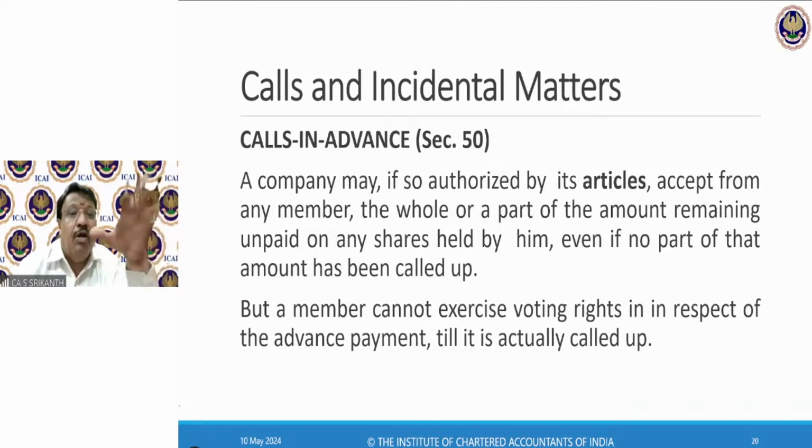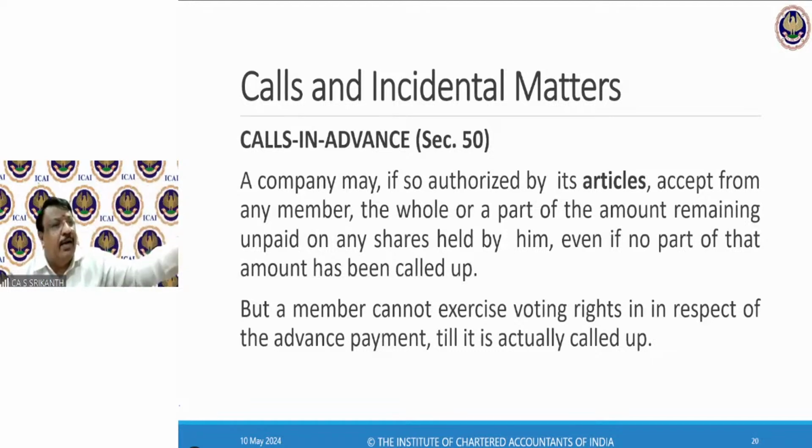So a company may, if so authorized by its articles, accept from any member the whole or a part of the amount remaining unpaid on any shares held by him, even though it has not been called up. So you can pay, and if the articles permit, they can keep it. That will be kept as a liability. It's a liability account: bank account debtor, calls in advance account creditor. It will be shown under the head share capital as calls in advance. Whenever the calls are made, it will be adjusted.